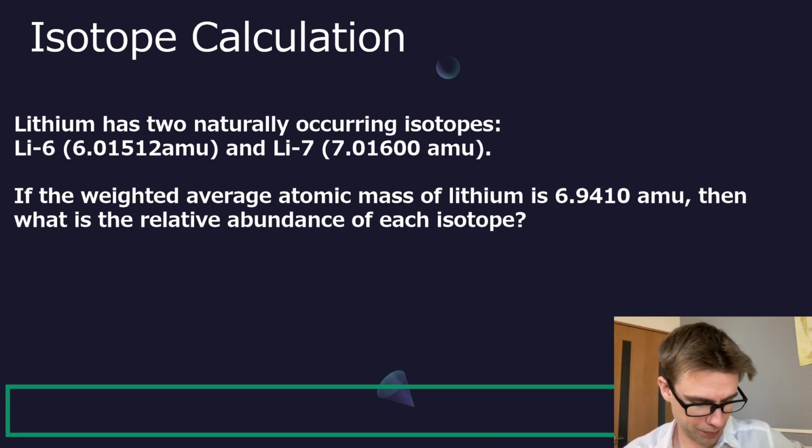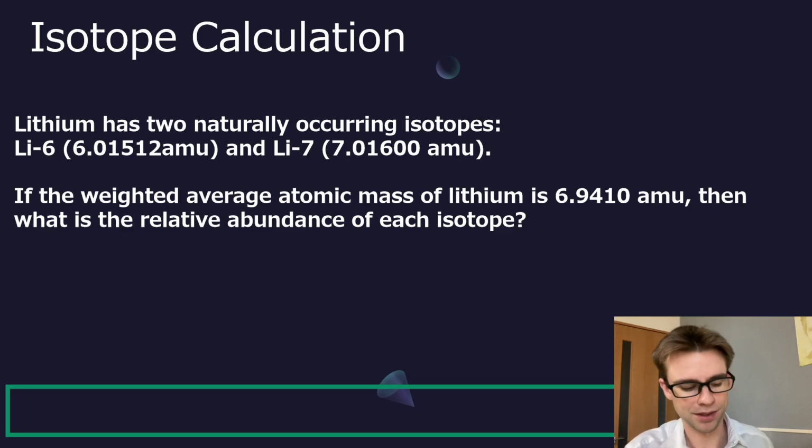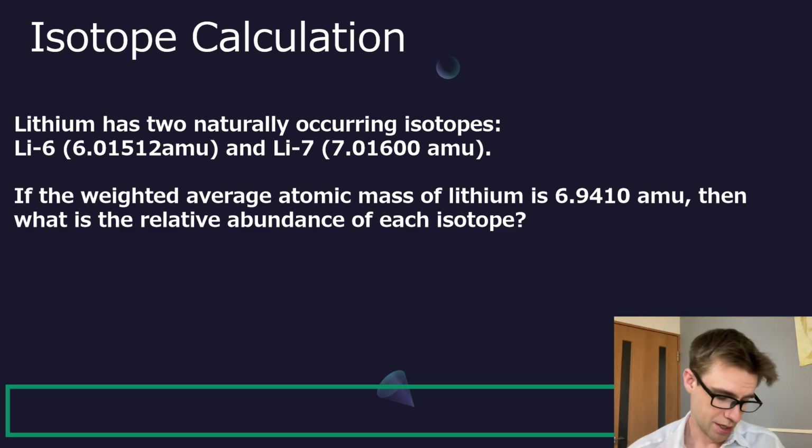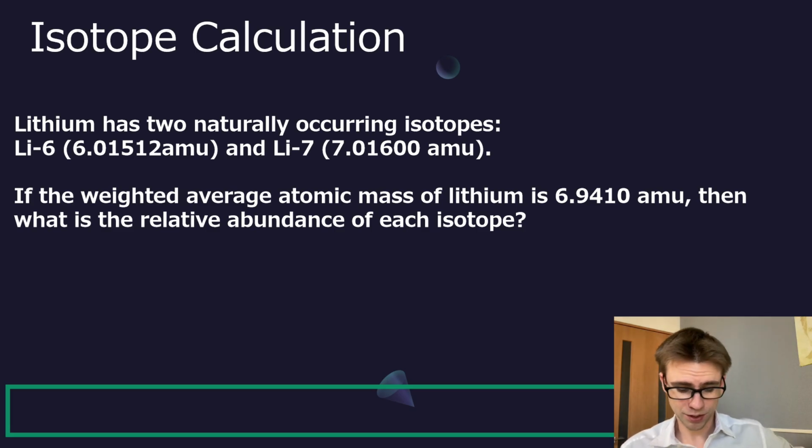Anyway, here's one with more precise measurements for the masses. Lithium has 2 naturally occurring isotopes. Lithium-6 has a mass of 6.01512, and lithium-7 has a mass of 7.01600 AMU. If the weighted average atomic mass of lithium is 6.9410 AMU, then what is the relative abundance of each isotope?